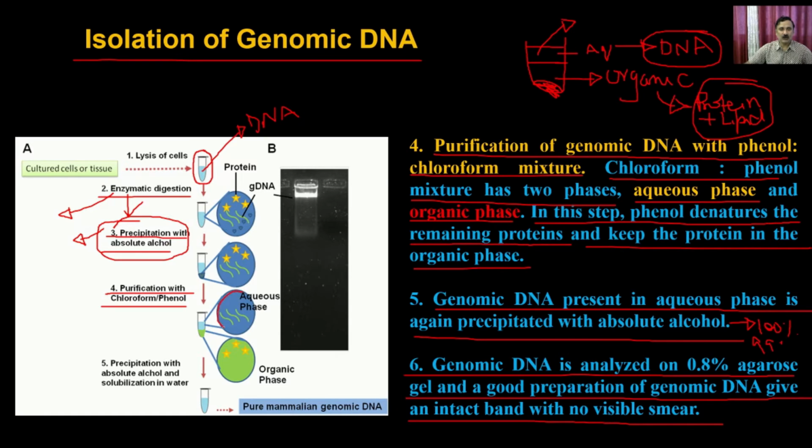One is the aqueous phase, which is going to be the top phase, where the DNA of your interest is present, whereas there is also the organic phase where the phenol is present along with the precipitated or denatured proteins. So what you have to do is take out this aqueous phase, and then again precipitate that with the help of absolute alcohol.